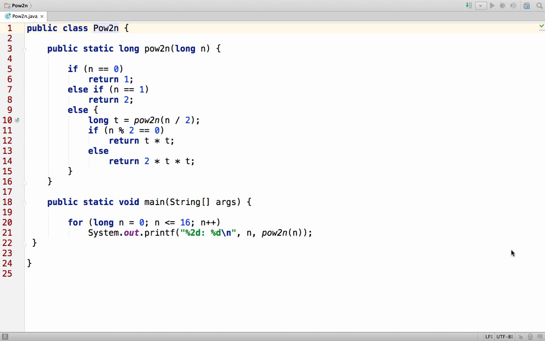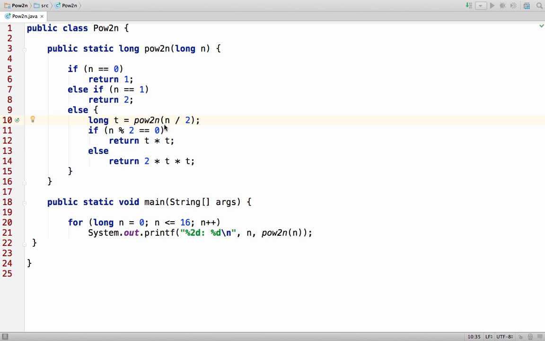If n is even, we can just say that we're going to compute the result by computing the power of 2 to the power of n divided by 2 times 2 to the power of n divided by 2 again. If the number n is odd, then we're going to do the same, but we're going to multiply that result by 2 again. Let's see in code what I just mentioned.